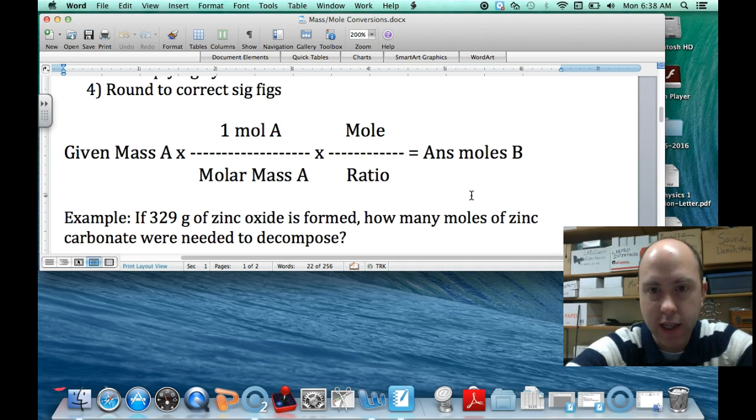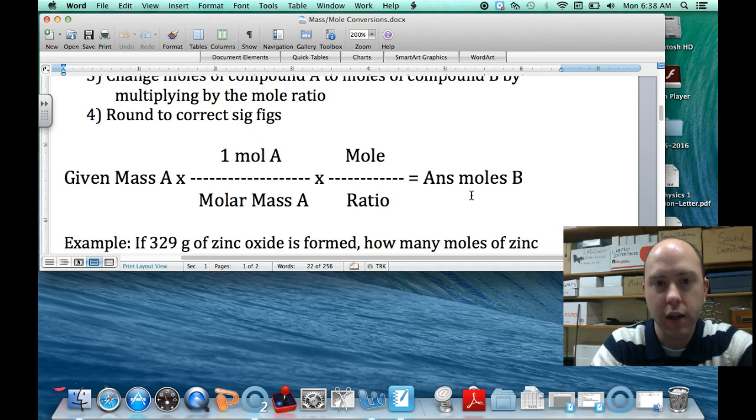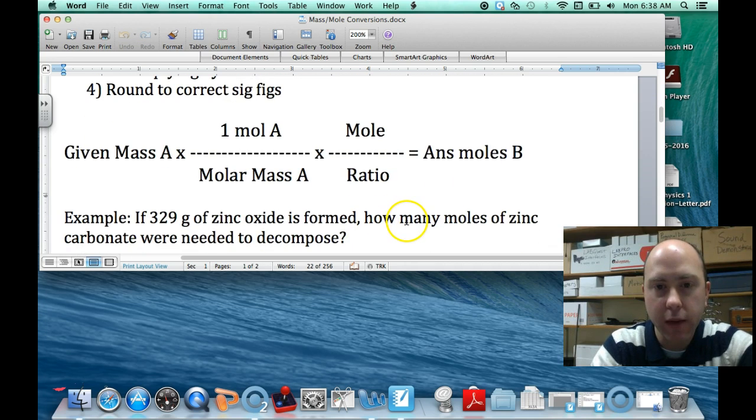So let's break this down. Step 1, write the balanced formula. When I read this, I say, okay, how many moles of zinc carbonate were needed to decompose? This is a decomposition reaction, and I'm decomposing zinc carbonate. So I need to think, okay, when you decompose carbonates, what do I make? I make a metallic oxide plus carbon dioxide. And you know you make a metallic oxide because here's one of the products right here, the zinc oxide.